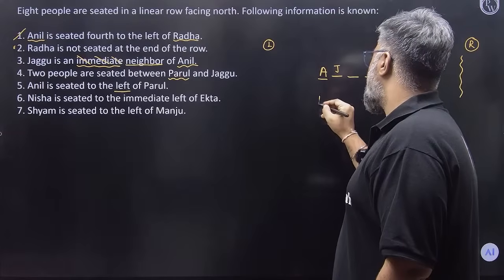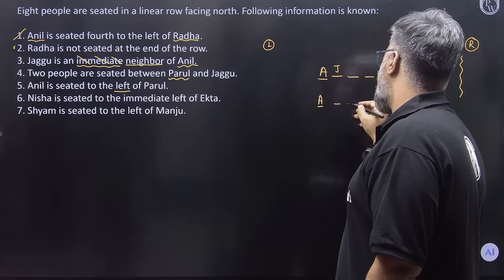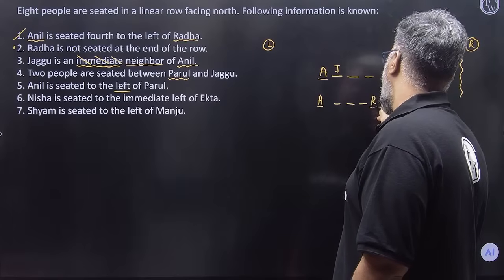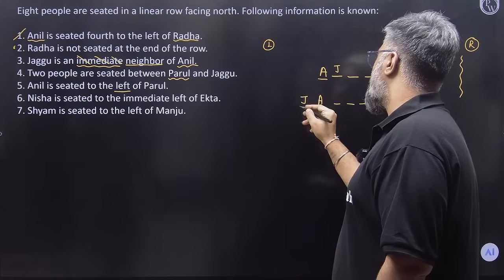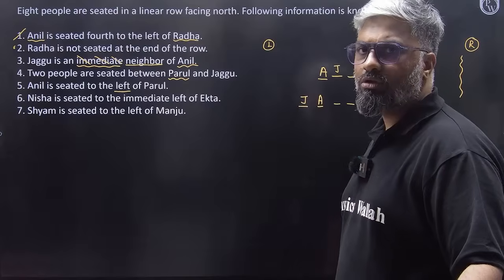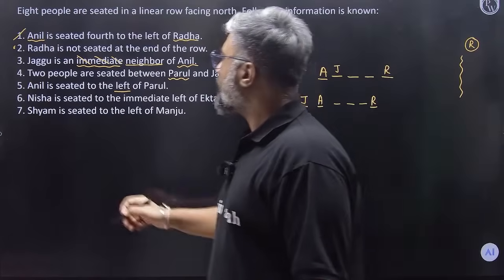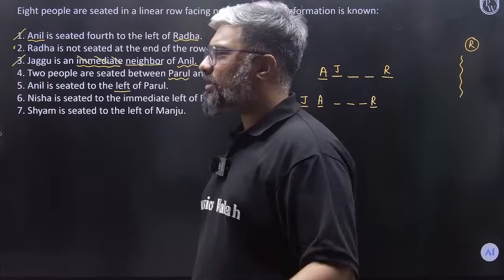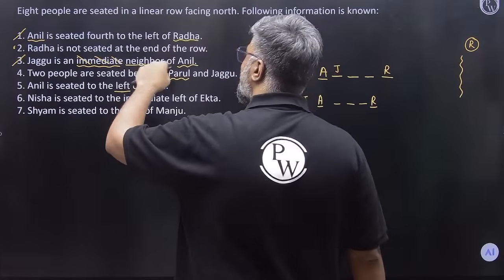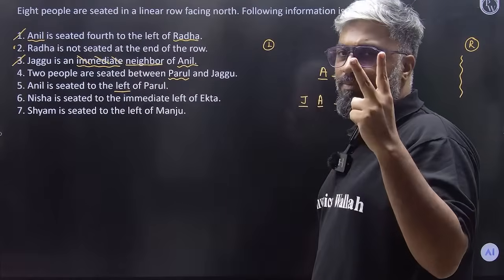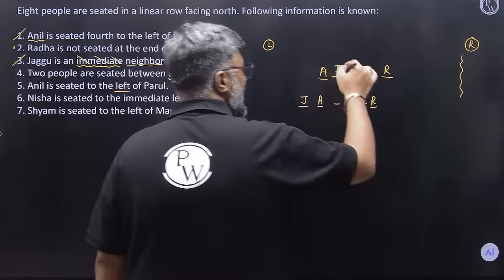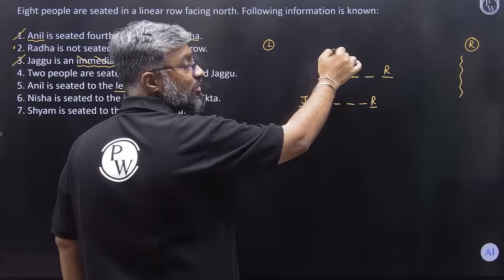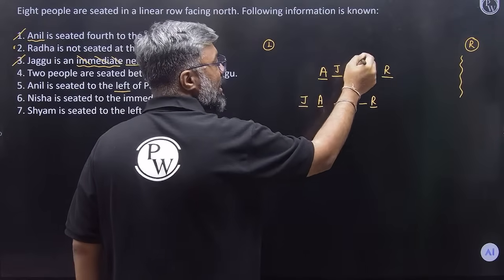Yeah, so this is Anil, 1, 2, 3, Radha. And I am allowed to place Jaggu here. Cool, done? Perfect. Okay, Jaggu is placed. 2 cases, but okay, alright. 2 people are seated between Parul and Jaggu. 2 people between Parul and Jaggu. If this is Jaggu, 2 people, I can leave 1, 2.